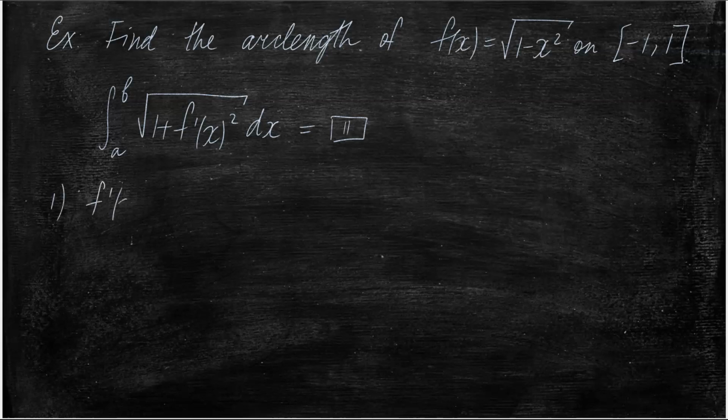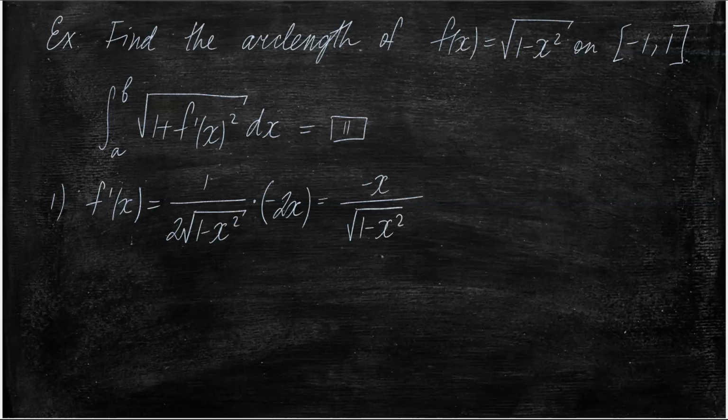Step 1, we're going to find the derivative of this function. So 1/2 radical 1 minus x squared multiplied by the derivative of what's inside, -2x, and I'm going to simplify it as much as I can. Step 2, I'm going to compute this expression, or rather simplify, not compute, and let's do it.